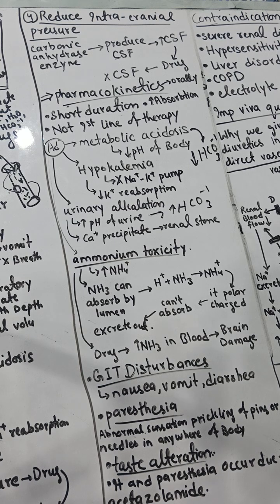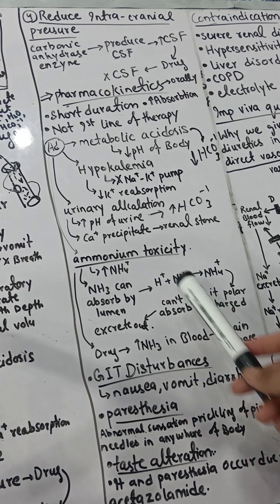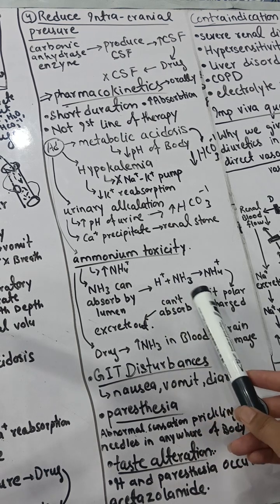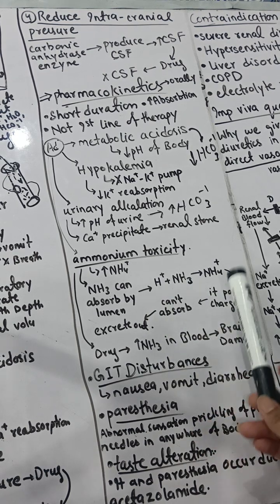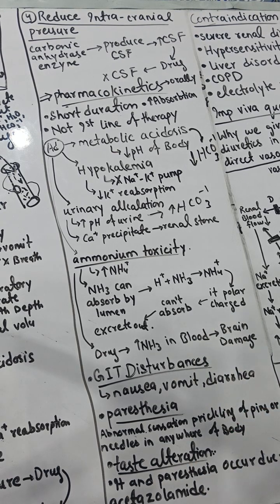The next adverse effect is ammonium toxicity. As you know, through your lumen, along with the sodium, along with the water, along with the bicarbonate, along with the hydrogen proton, your ammonia is also released. So your ammonia can be absorbed through your lumen, because when the hydrogen reacts with this ammonia, it will form NH4 positive, which is polar. It has a charge on it. Now it cannot be absorbed. So if it cannot be absorbed, it is excreted out. So ammonium not being absorbed is beneficial.